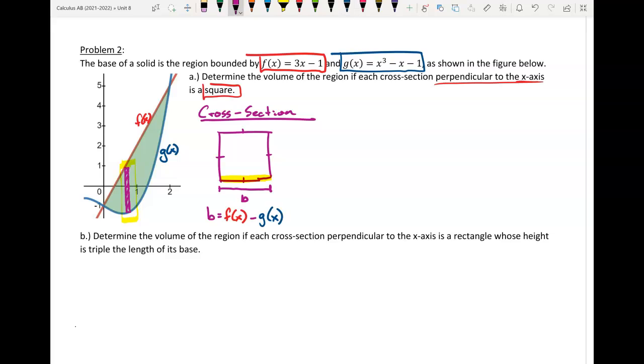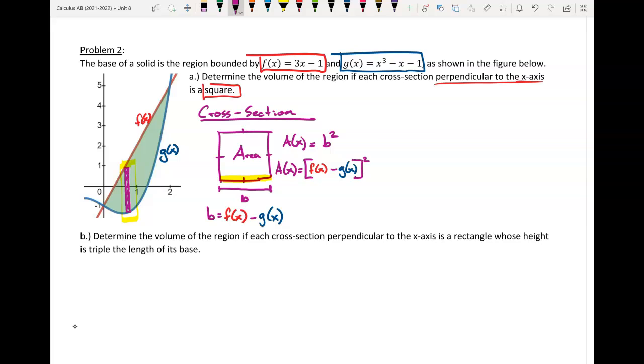And then again, I think about how do I determine the area of a square? Well, A of x, the area, is going to be just b squared. It's a square, so b times b is b squared. So then A of x is going to be my f of x minus my g of x, and then I just square that.